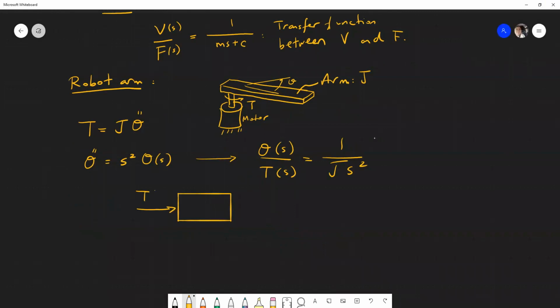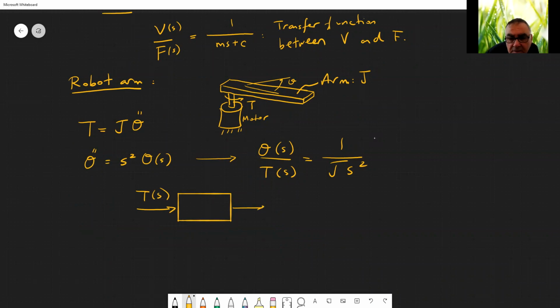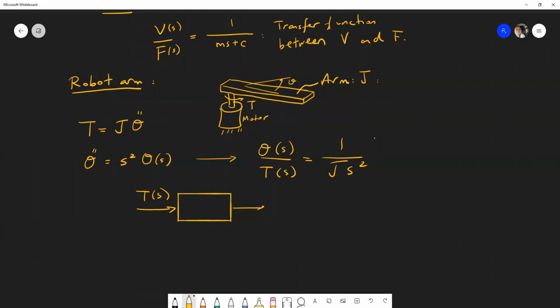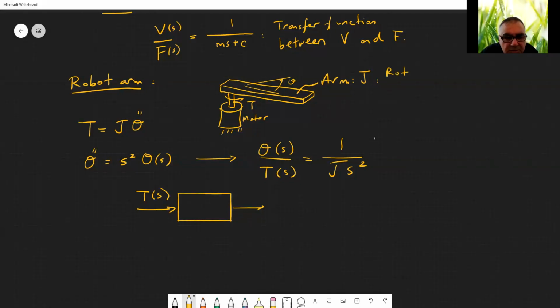Hocam, can you just say again what J represents? The J in T equals J theta double dot? Yeah, it is the rotational inertia of the arm. Okay. Yes, thank you, Hocam.